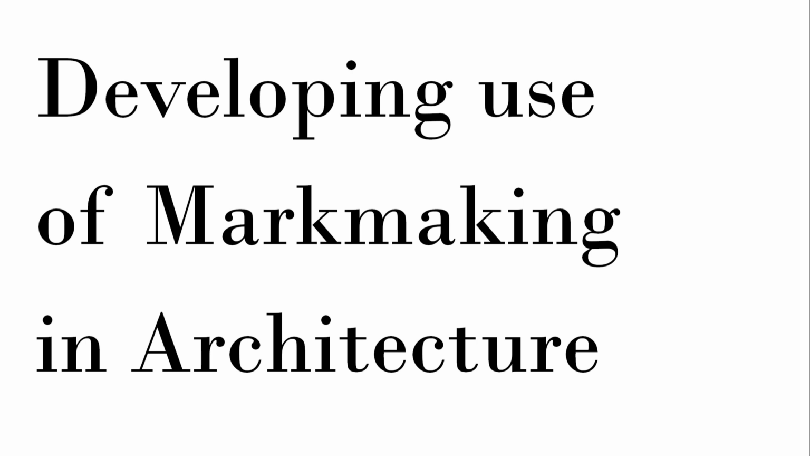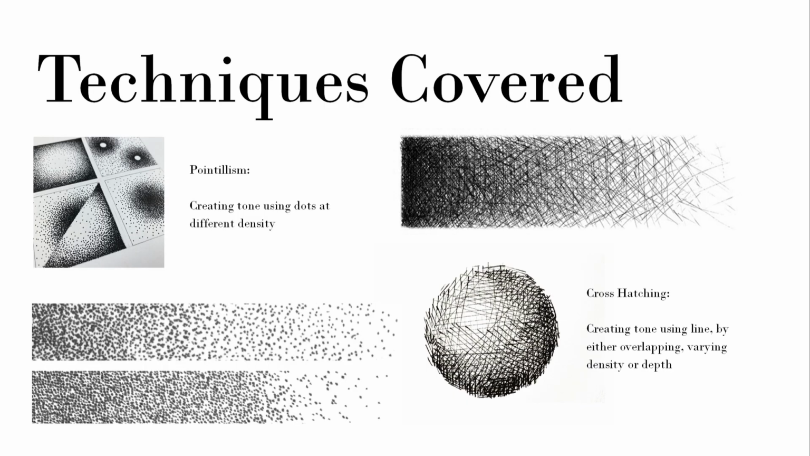In this lesson, we will develop different mark-making techniques that can be used with adding details to architecture. The techniques we will cover are pointillism and crosshatching. Pointillism is adding tone using dots, and crosshatching is adding tone using lines.